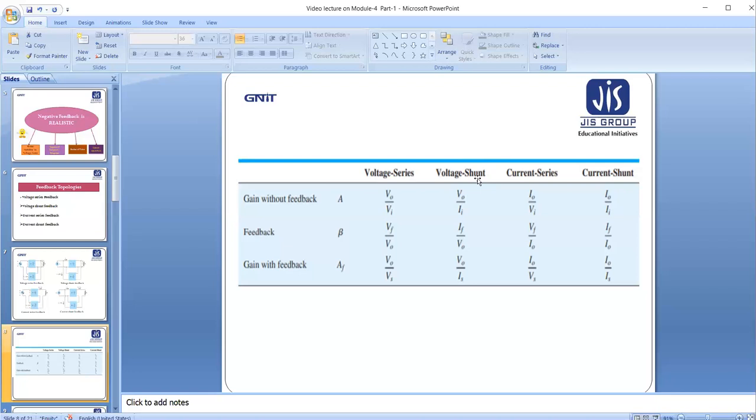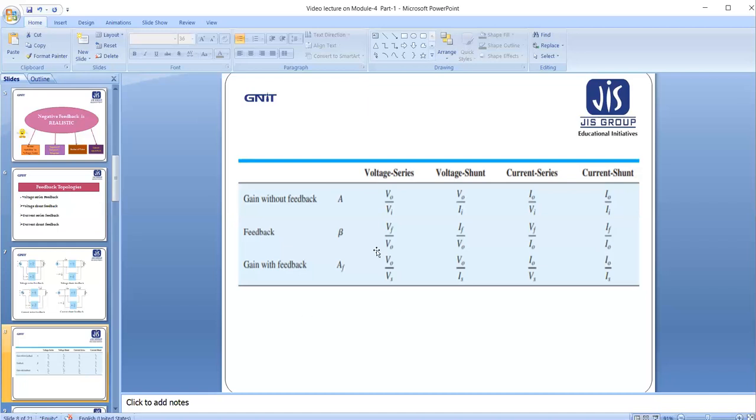Input means shunt means current. So feedback output will also be a current If, and the output is the voltage. Current series, so series means voltage, so it will be the Vf, but our actual output is current, so it is I naught. Current shunt means current, so it is If by I naught.